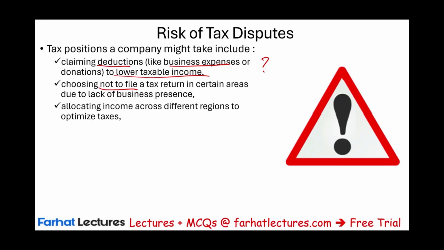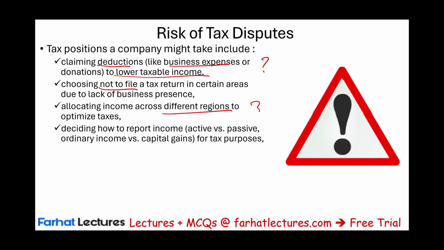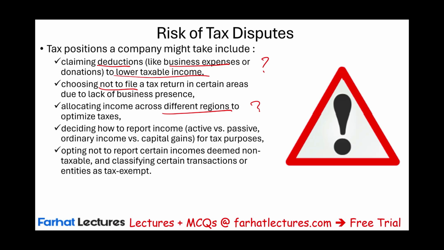You could be allocating income across different regions, across different states to optimize taxes, which is transfer pricing, and that could raise some questions by the IRS. You might be deciding to report certain income as active versus passive, ordinary versus capital. That could also give rise to a tax dispute. You could be opting not to report certain income deemed non-taxable. You think it's non-taxable, and classify certain transactions or entities as tax exempt, and they may not be. Well, that might give rise to a tax dispute.